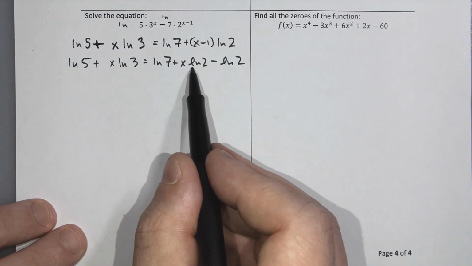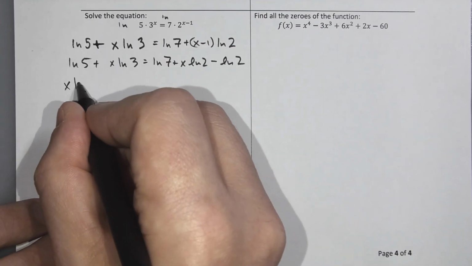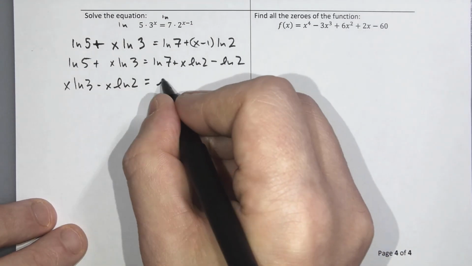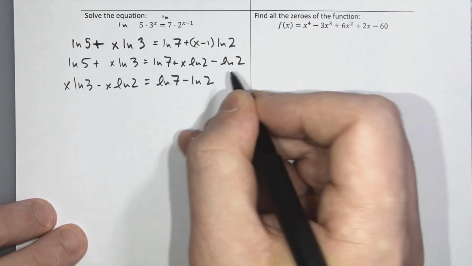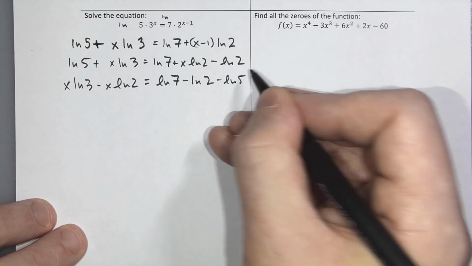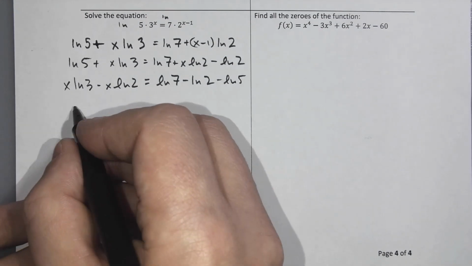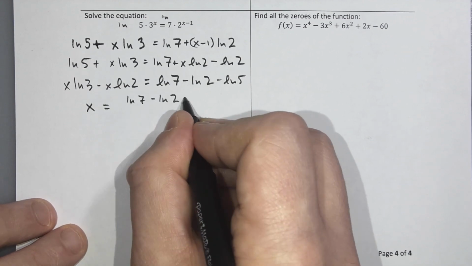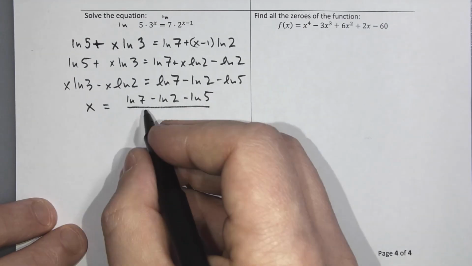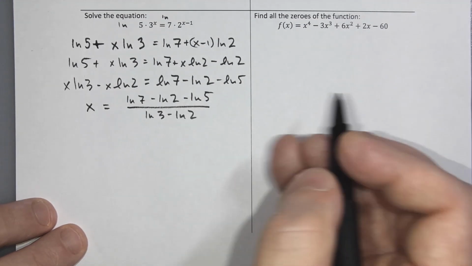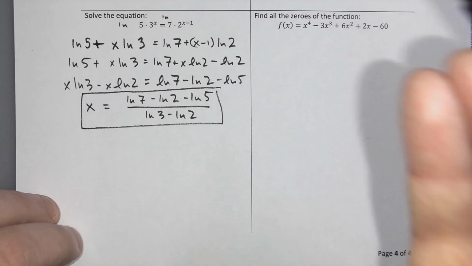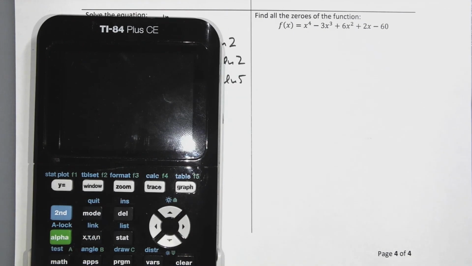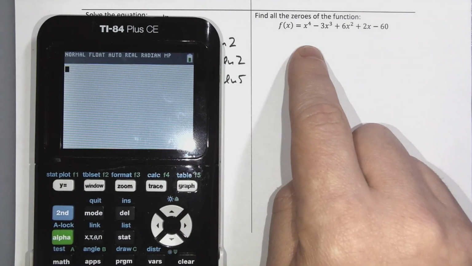Okay, I'll collect the pieces with x's over here. So x ln 3 minus x ln 2. And I'll collect everything else over on this side: ln 7 minus ln 2, and then I'll move the ln 5 over. So after I factor out the x, what I'll be left with is a numerator of ln 7 minus ln 2 minus ln 5 over this, which is ln 3 minus ln 2. You could do some simplification here, but the problem doesn't ask for it, so don't do more than you need to. Okay, and then for the purposes of making this answer key, I'm just going to do this one in the calculator and figure out what that is.